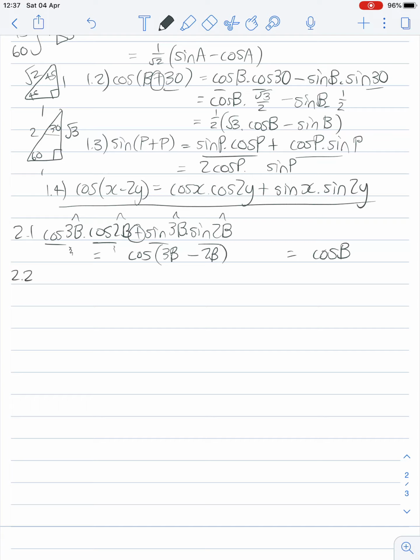Happy? Number 2.2, I'm not going to go back up. I've got a question paper next to me. Sine 5a cos 4a minus cos 5a sine 4a. Okay, so once again, you should be thinking, what type of compound angle is it? I'd say it's a sine one, because it's got sine, cos, sine. You remember the sine rule? If there is a minus there, you're going to have a minus in your answer. And here you're going to have 5a minus 4a, so this answer ends up being sine a. Cool?